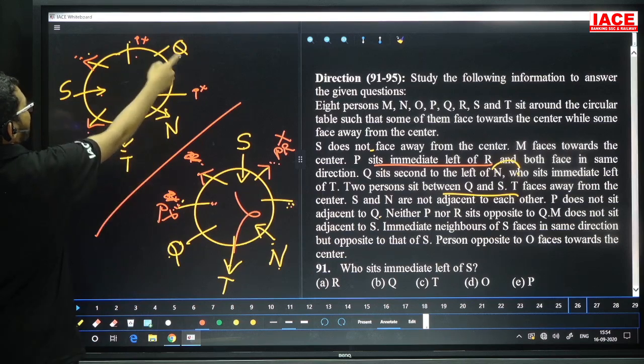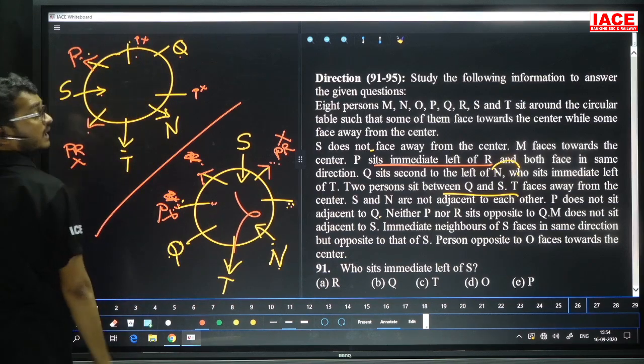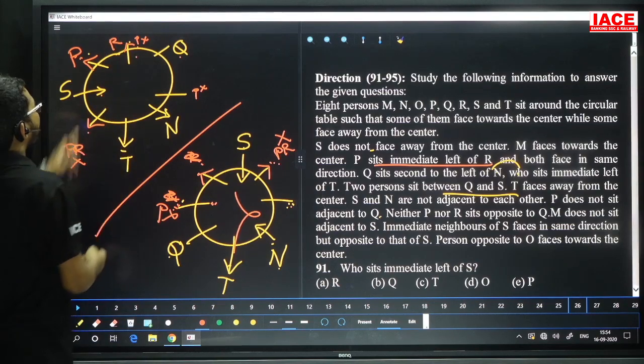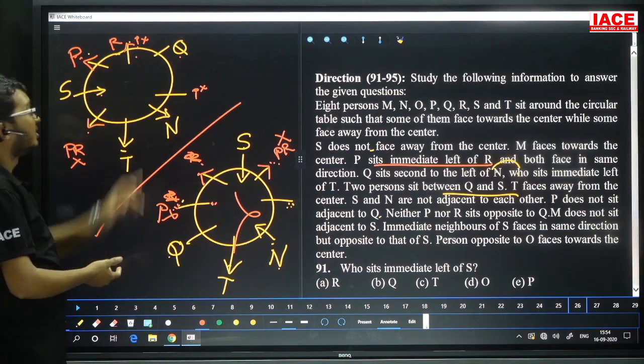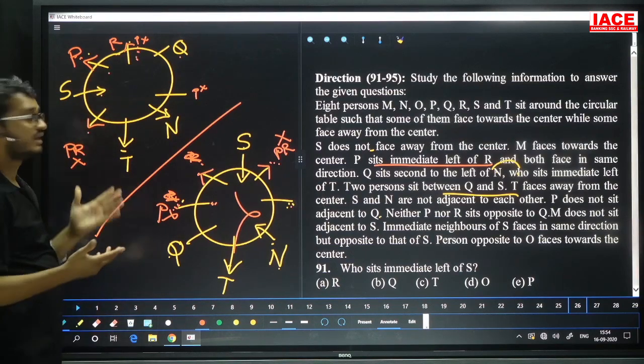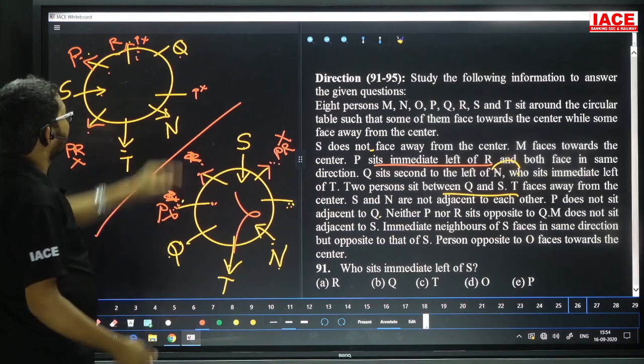Now P is not a neighbor of Q. Take this one as part here P. Now this one is part here R. Now P is immediate left of R. Both are facing the same direction. R outside, P also outside. Yes. Now this one is part Q.